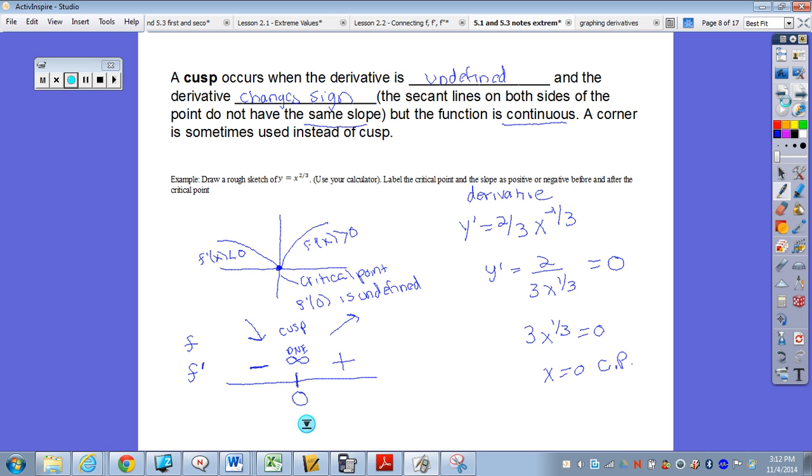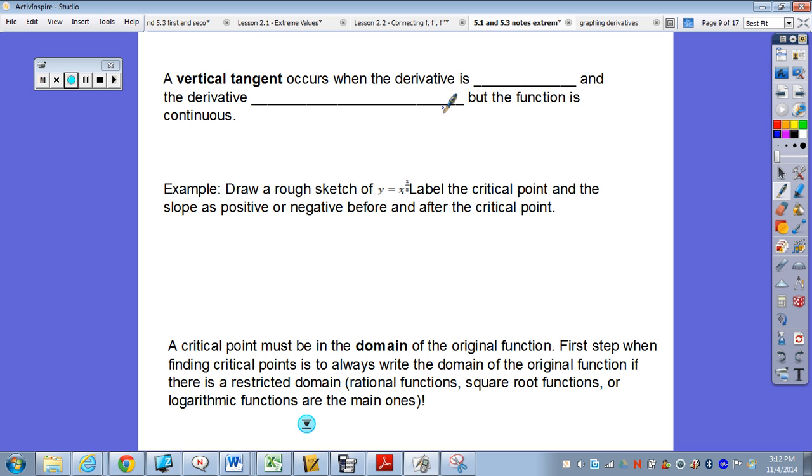The second type is a vertical tangent. So a vertical tangent occurs where the derivative again is undefined, and the derivative does not change sign. Again, at this point though, the function is continuous. So again, pause and draw a rough sketch of x to the 1/3, and then do what we did before and label your graph with the critical point and where the slope or the derivative is positive or negative.